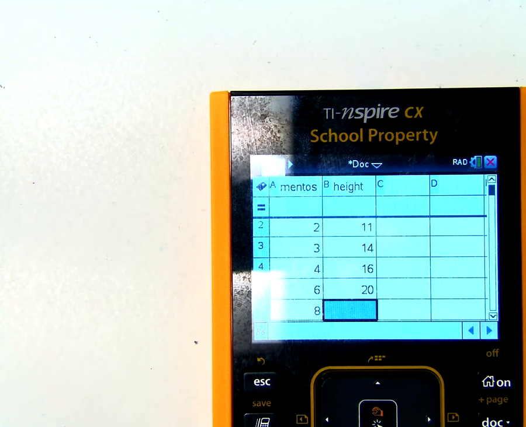Okay, now 6, and then they had how many feet? 20. And 8 used 22 feet. So once again, we've done all this before, right? That was just a reminder. So how do I see the graph of this?